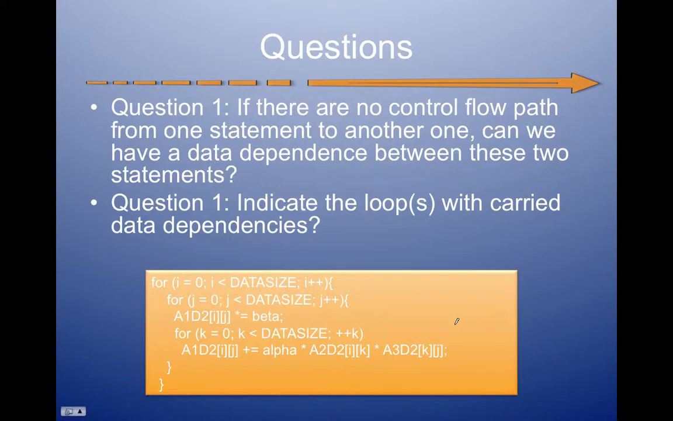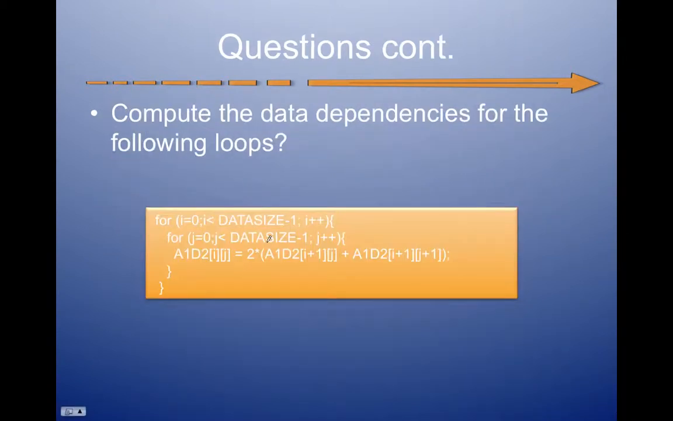Here are some questions. If there are no control flow paths from one statement to another, can we have a data dependence between these two statements? Another question: give the data dependencies for this loop. And another question: compute the data dependencies for the following loop.